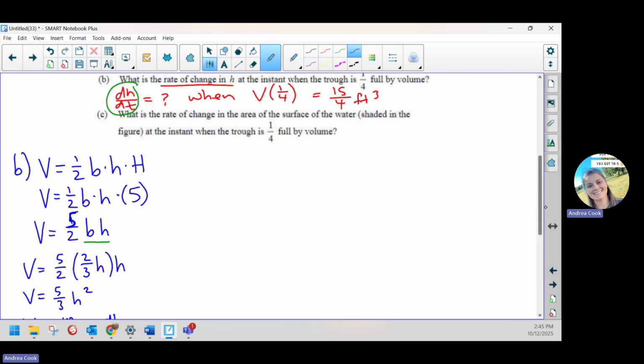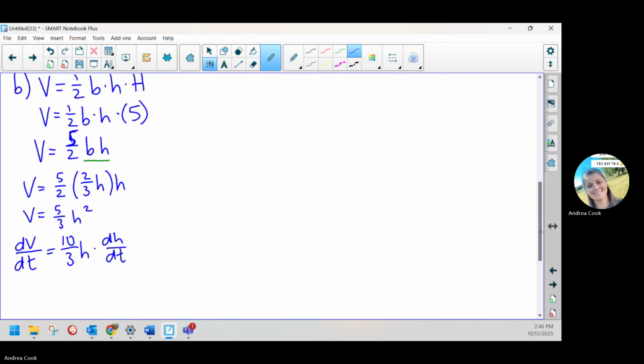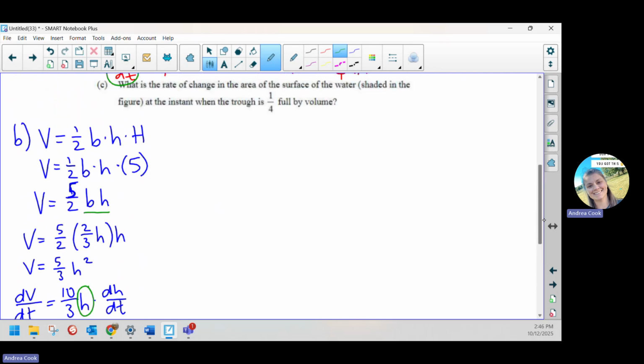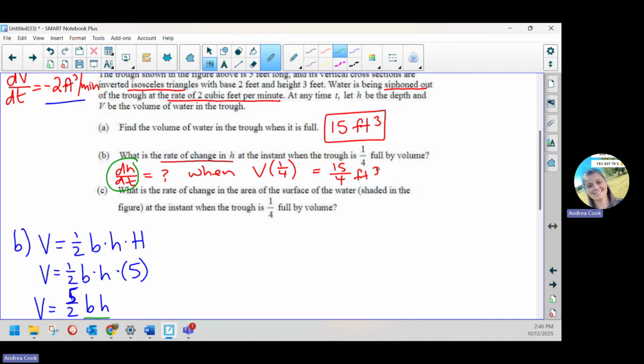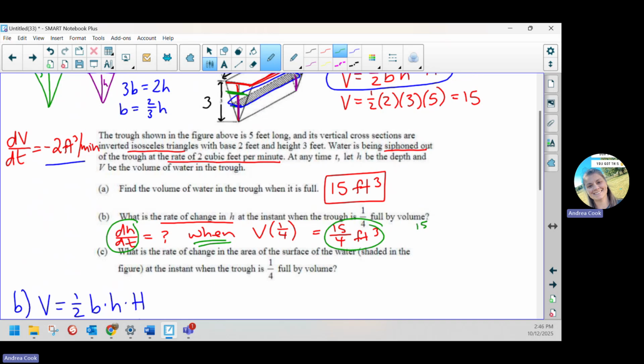And they gave me dV over dt, remember, was -2. So this is -2 equals 10/3 H times dH over dt. I'm looking for dH over dt, so I should be able to find this H somewhere. So let's go back up to what they gave me. We're finding it when the volume is 15/4. So remember our equation for volume.